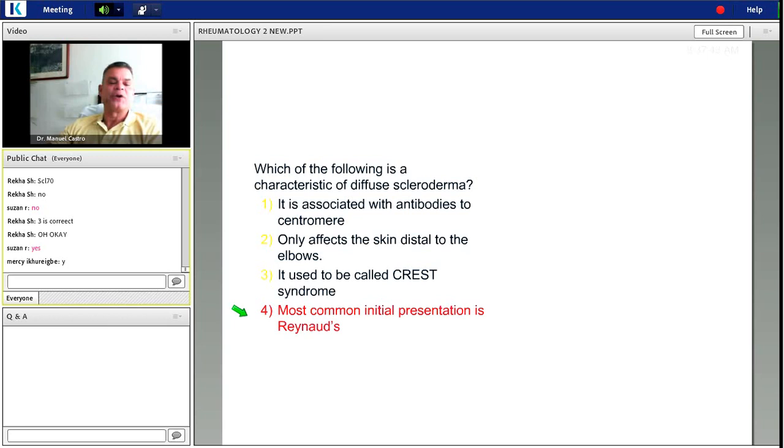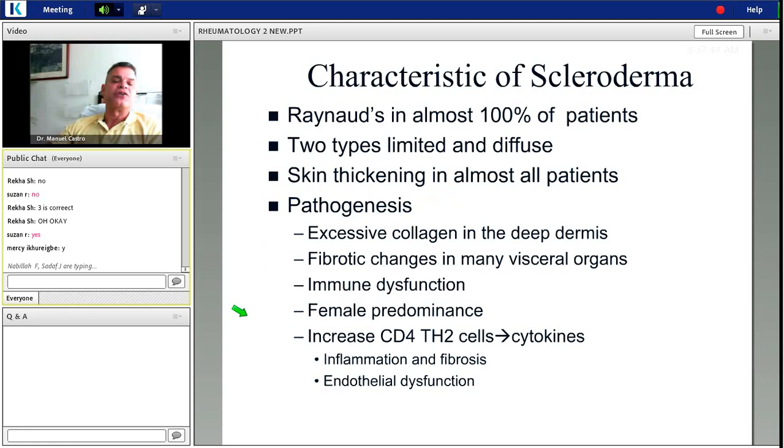So what are the characteristics of scleroderma? Let's talk a little bit about the actual theory of scleroderma. Raynaud's is present in 100% of patients, for both diffuse and limited. There are two types of scleroderma, as I mentioned before: one is limited and the other is diffuse. Skin thickening is seen in almost all patients. But sometimes the skin thickening is only limited to the distal extremity or the face, and in those cases we call it limited scleroderma. If it affects other areas of the body, then we call that diffuse scleroderma.